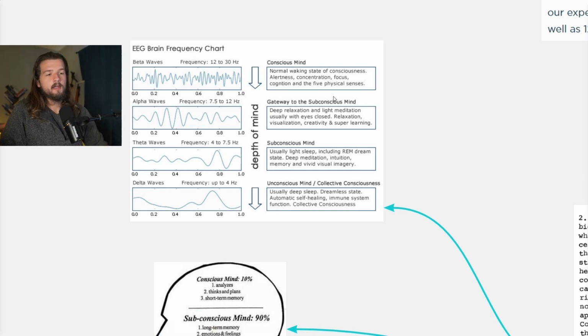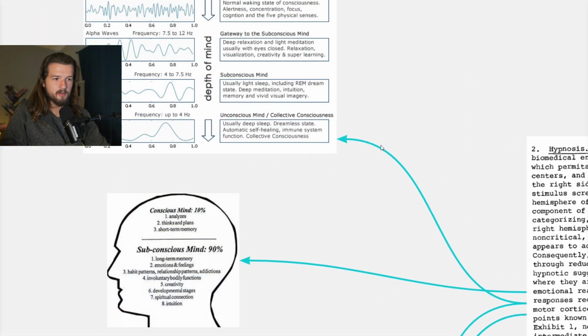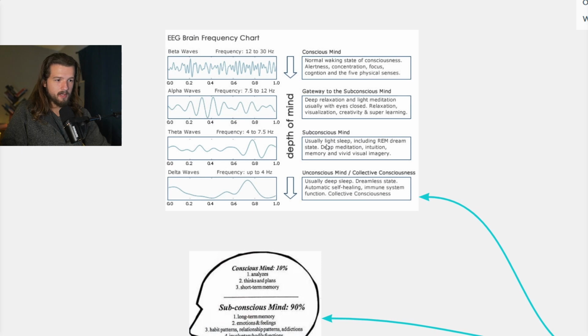And what we're getting at with this is that as you go into lower brainwave states, what happens? You get access to different parts of your brain. So they're saying through boredom or through, what do they call it? A semi-sleep state. What's a brainwave state that's known to be a semi-sleep state? Right here, subconscious mind usually is described in this chart, usually light sleep. All right. Deep meditation as well, intuition, memory, and vivid visual imagery. And we'll get to the imagery when we talk about biofeedback on the fourth part.